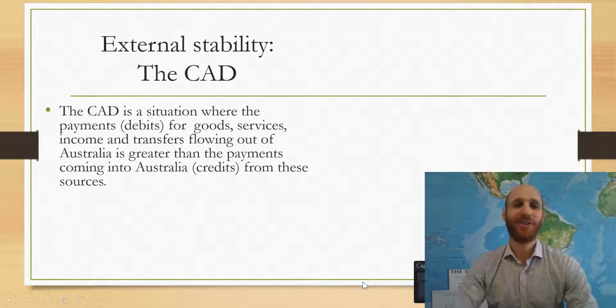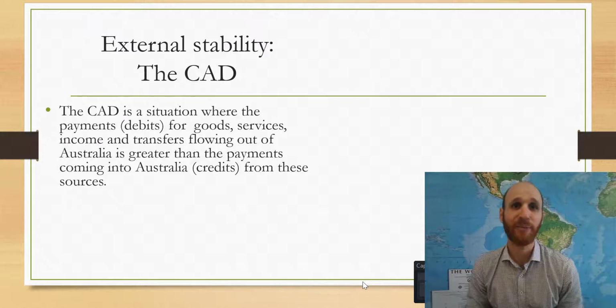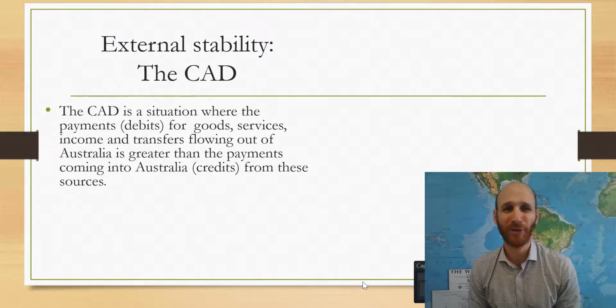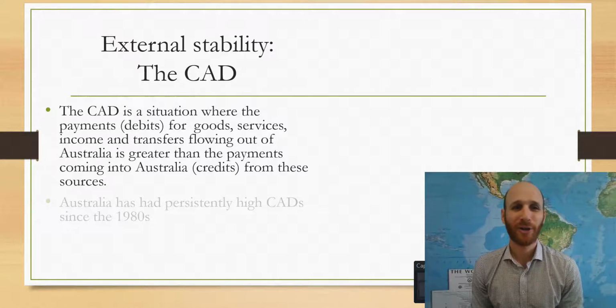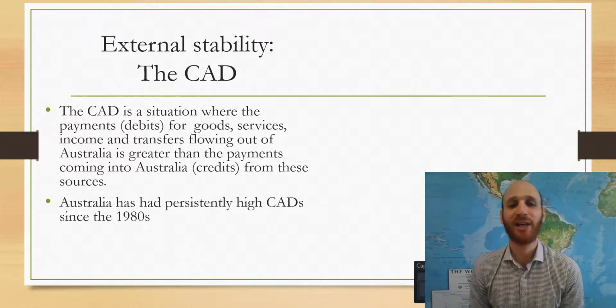We know what the current account deficit is. It's where the outflows, the payments, the debits are greater than the inflows, the credits coming in for things like goods, services, incomes and transfers. And Australia has had a persistently high current account deficit since the 1980s.